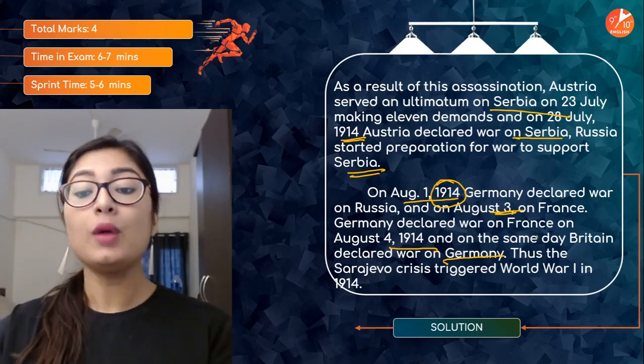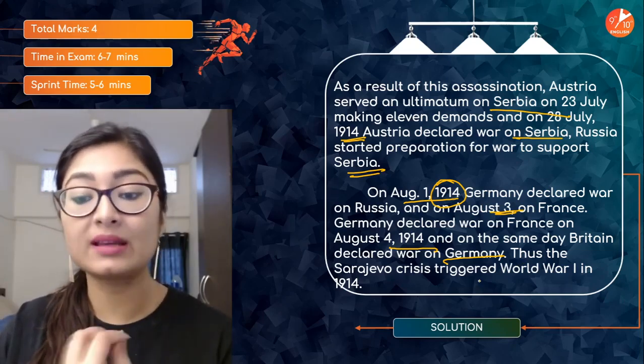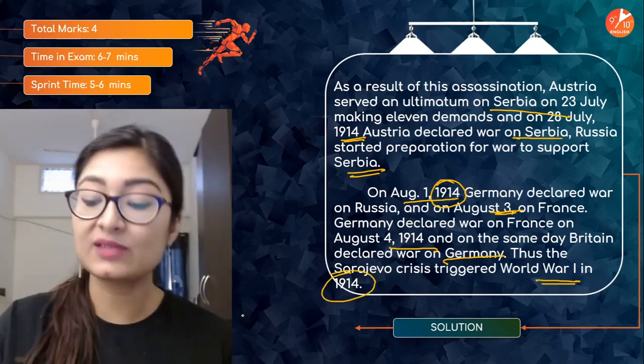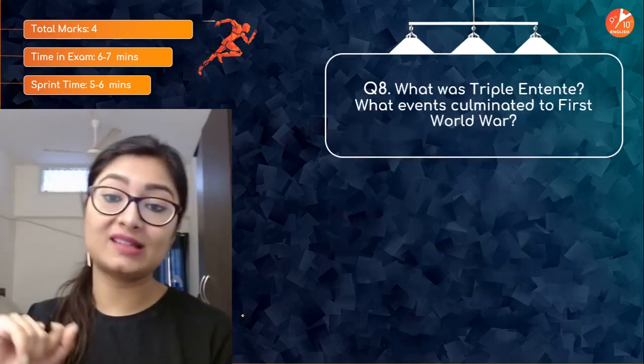Okay, so the same day Britain declared war on Germany. Thus the Sarajevo crisis triggered World War I in 1914. So this is why this is known as the immediate cause. Moving on to the next question.